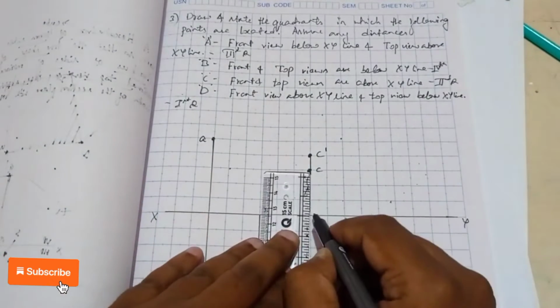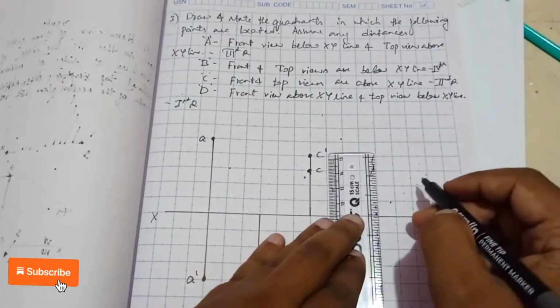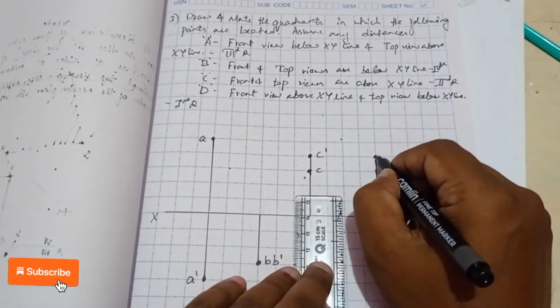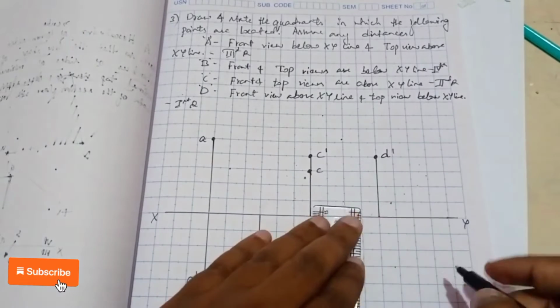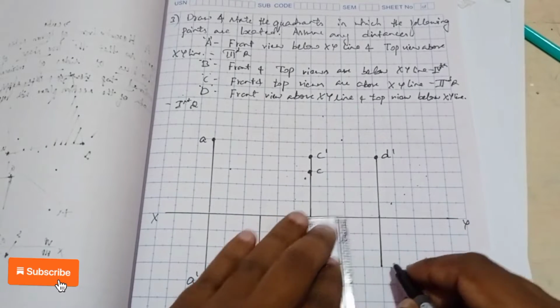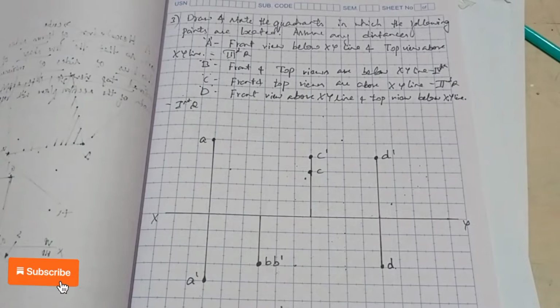Next, the fourth point, point D: front view above xy line. So here I'll mark the front view. This is D dash, and top view below the xy line. So here we have assumed any distances. You can assume them, as it is given in the question. So that completes the problem.